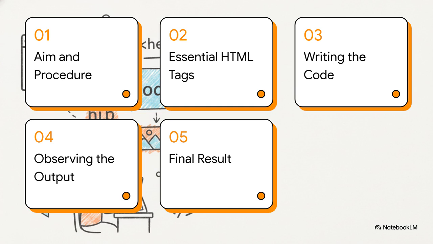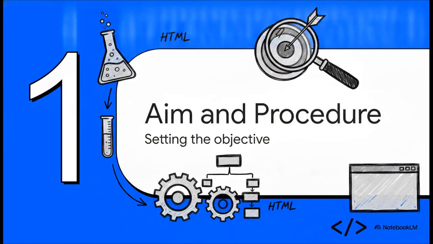Here's our syllabus for today's explainer. It's a pretty straightforward roadmap. We'll start with our aim and procedure, look at essential HTML tags, physically write the code, observe the output, and then finally verify our final result. Let's get to it. First up, Section 1, Aim and Procedure.